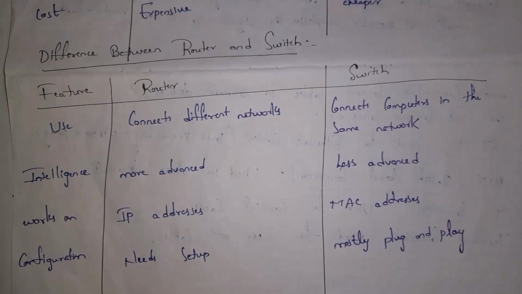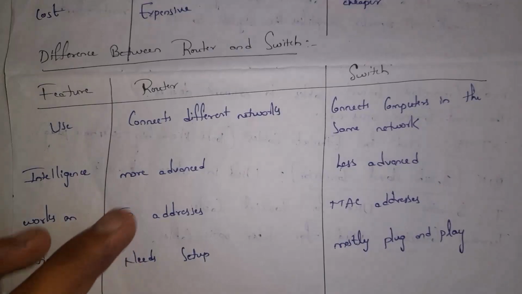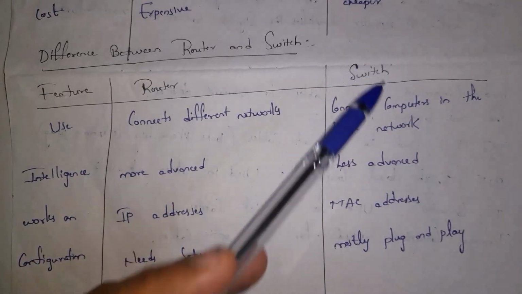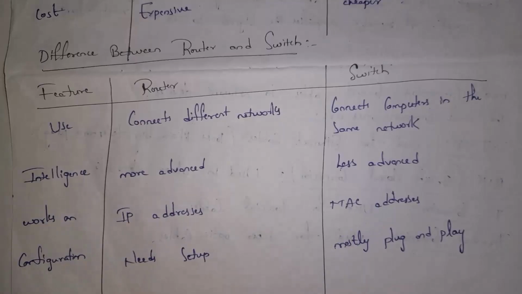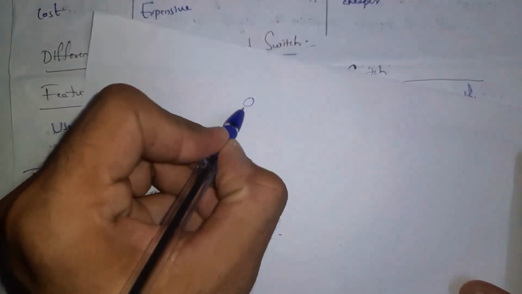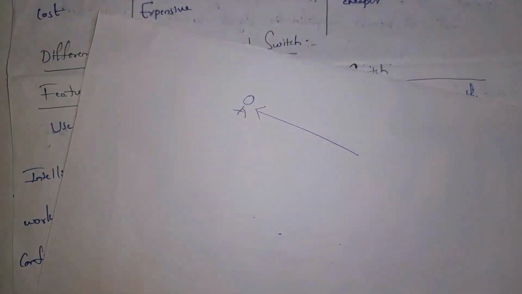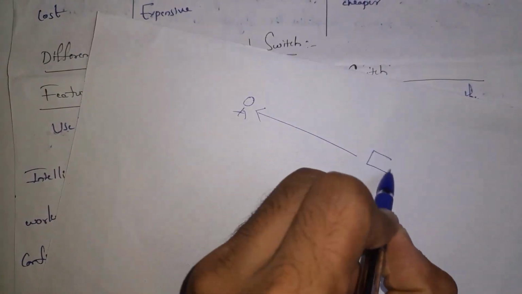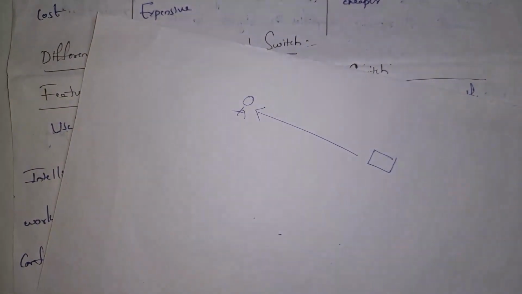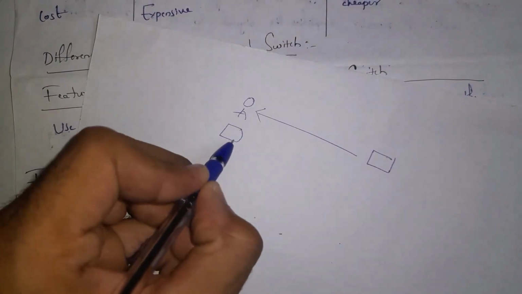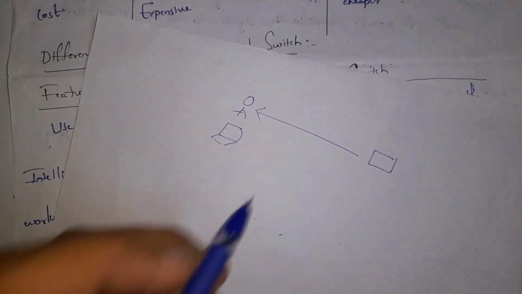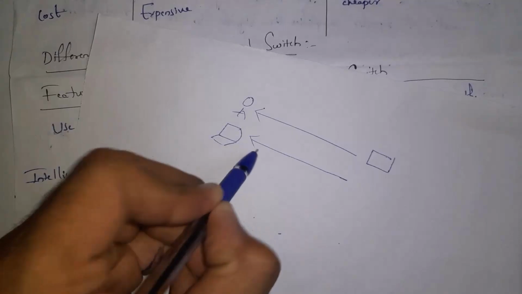Guys, a router will identify devices based on IP address and a switch will identify devices based on MAC address. I will explain what an IP address and a MAC address are. Guys, for example, any person can be identified by using an Aadhaar number. So we can identify any person by using an Aadhaar card. And for example, I purchased a laptop, a Dell laptop. We can identify this device by using a MAC address.